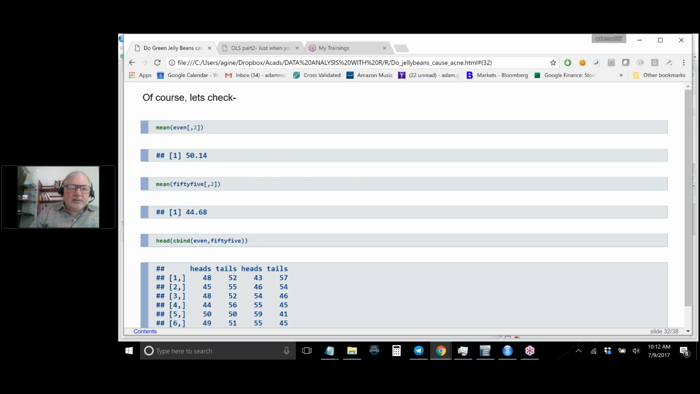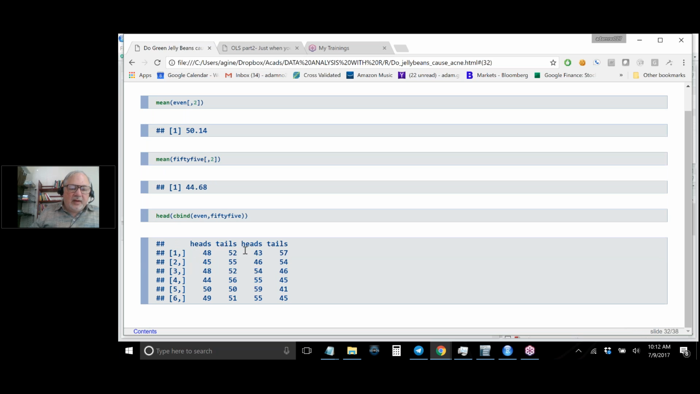And let's just take a look. It looks about right. The mean of the tails for the fair coin is 50, and the mean of the tails for the unfair coin is 45, which is just what we'd expect. So you can see I flipped 100 coins. The first time I got 48 and 52 on the fair coin. I got 43 and 57 on the unfair coin. The second time I flipped it 100 times, I got 45 heads and 55 tails in the fair coin.